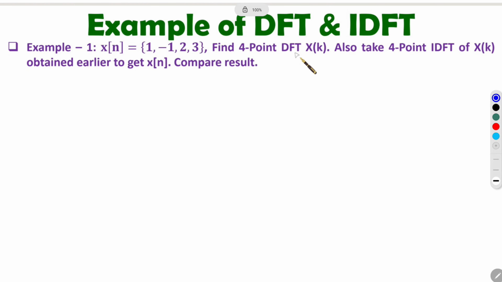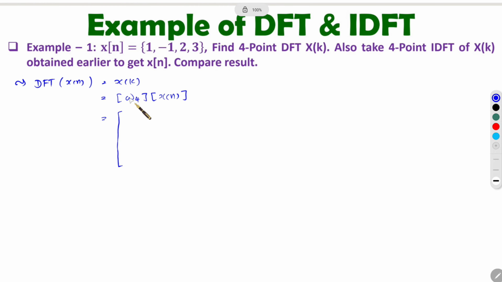First of all, we need to identify the DFT x of k. One should know that the DFT of x of n, that is x of k, is a multiplication of the weightage matrix with x of n. So first of all, one should know how to write this weightage matrix W4. Let me explain a shortcut way.